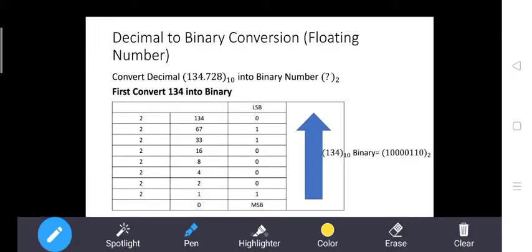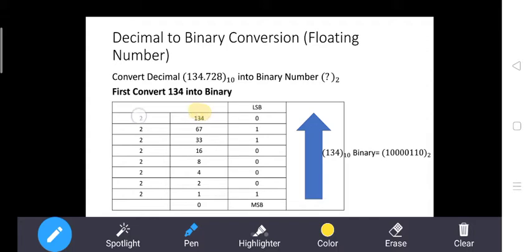Next problem is 134.728 decimal. We want to write the equivalent binary number. So if you observe, 134.728 is a floating point number. So we divide this floating point number into parts, 134 and 0.728. So first we convert 134 into binary by the same previous method.